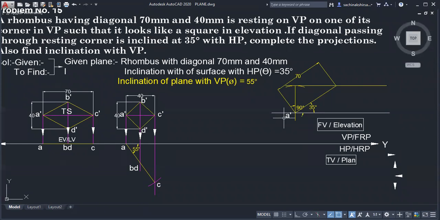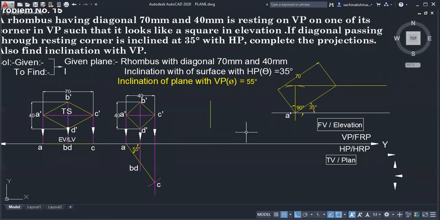So beta will come 90 degree. Which diagonal will make 90 degree with the XY line? A dash C dash. So A dash C dash will come vertical. Just give attention here so that you will come to know. Here A dash C dash will come exactly vertical.